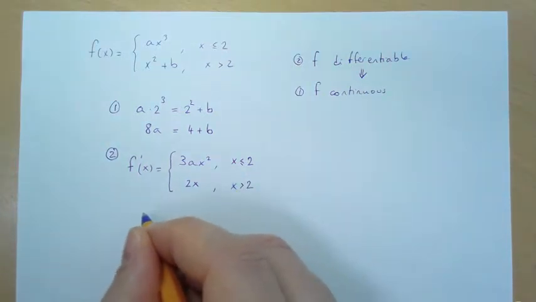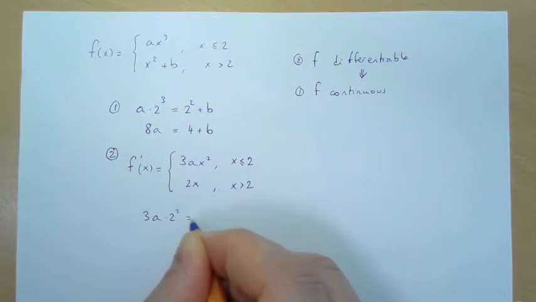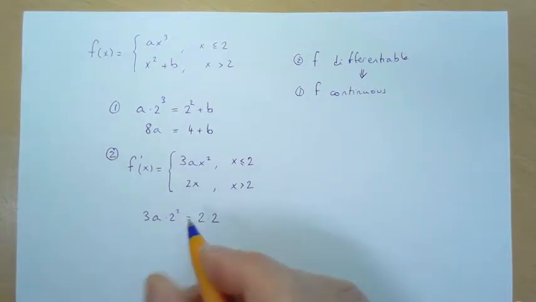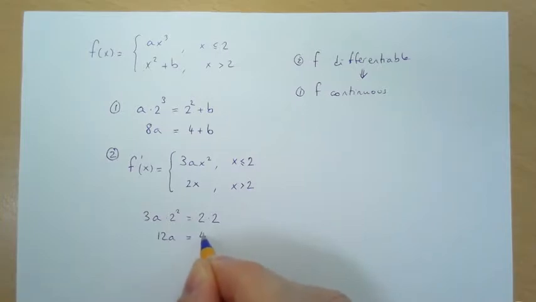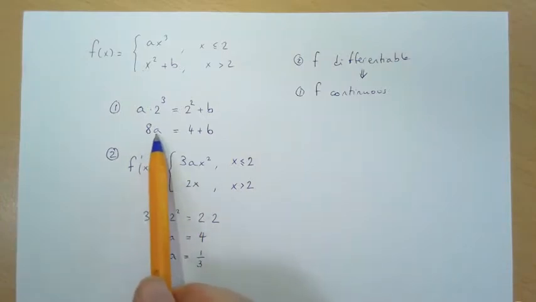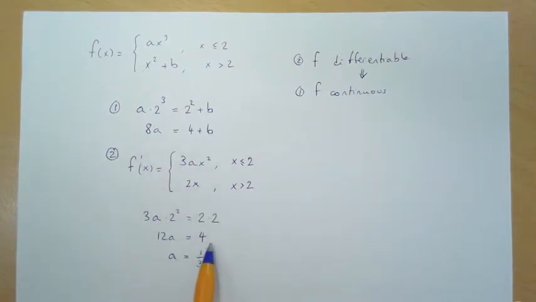Let's see what we can do. 3a times 2 squared equals 2 times 2. 3a times 4, 12a equals 4. From there, I find that a equals 1 over 3. It may have happened that I have a system of equations. Here I have one equation with a and b. Here I may have had another equation with a and b, and then I have to solve the system. But in this particular case, I can find a directly, and now in order to find b, I'm going to plug in a up here.